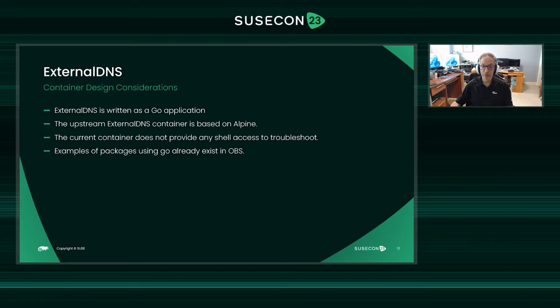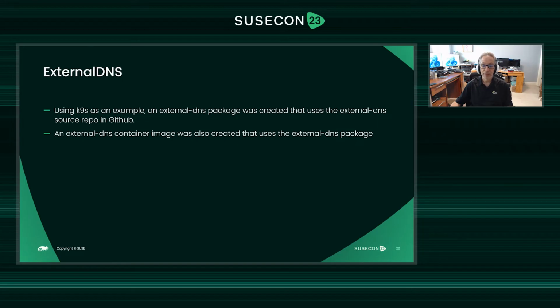Fortunately, there were many good examples of building Go applications in OBS to use as a reference. The K9s package in OBS is a Go application, and that was used as an example to create an external DNS package. Once that was done, the same method used to create the PowerDNS image was used to create the external DNS container image.